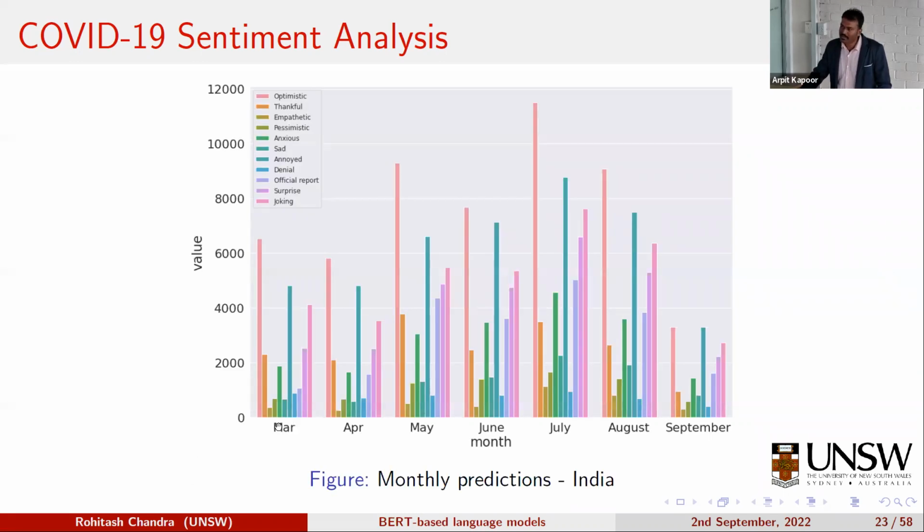So this is over time. What we find is that as the peak was growing, people were quite optimistic in India, in July, August and September. Throughout, people were generally optimistic. This is just for the one level expressed. So they were mostly optimistic, and then they were thankful. But they have been joking quite a lot as well.